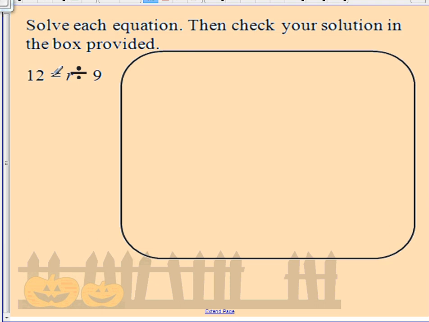So I have 12 equals r divided by 9. All right? So my relationship between r and 9 is division, so I'm going to multiply. All right, so the 9's go away, and r is going to equal 9 times 12, which is 108.